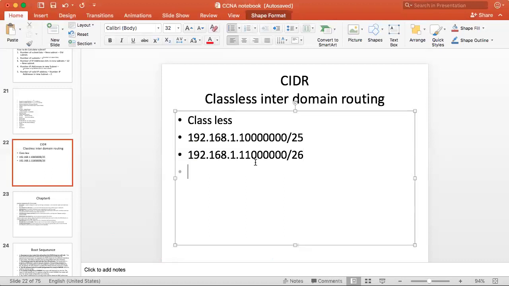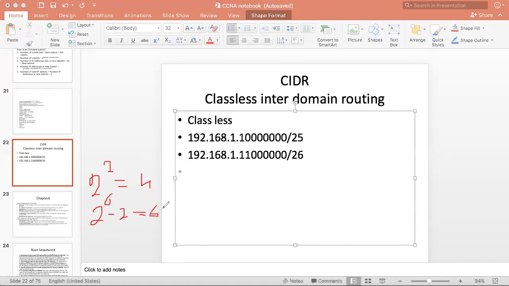Now you have to put it into the same formula. 2 to the power x, where x means off bits, so 2 to the power 2. So total networks now are 4. Valid IP addresses: 2 to the power y, where y means off bits. So 2 to the power 6 minus 2. 2, 4, 8, 16, 32, 64. 64 minus 2 is 62.